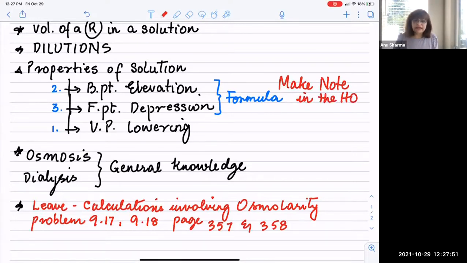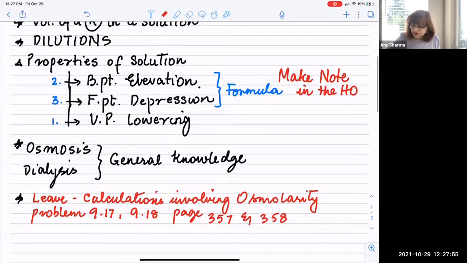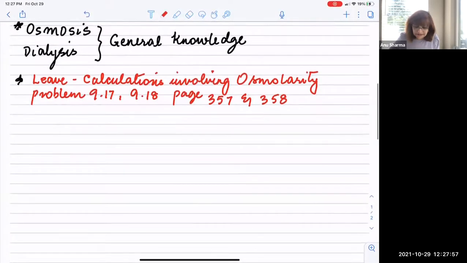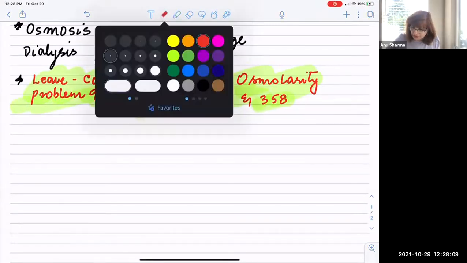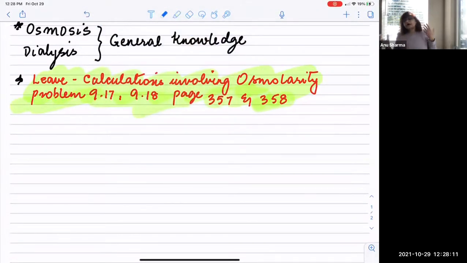Now, osmosis and dialysis, I'm just going to do a general knowledge of it, just for you to understand what osmosis is. However, for now we are leaving the calculations involving the osmolarity. So if you want, you can do these problems on your own, but I don't want to. There are already so many calculations in this chapter that I don't want to prolong it. There's no end to it.